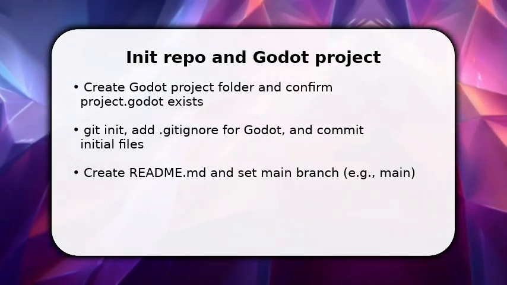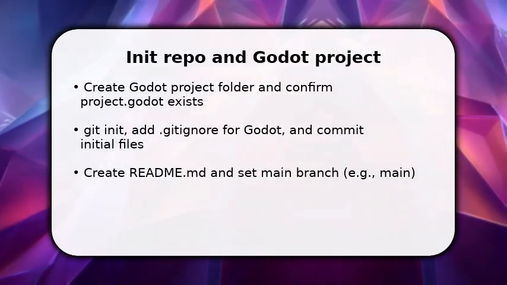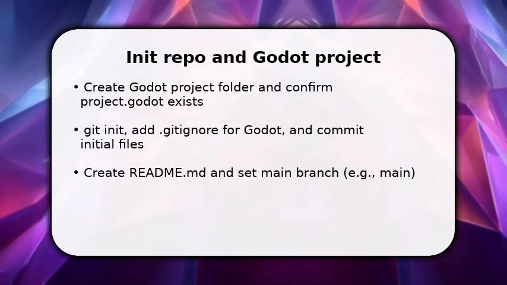Once done, create a README.md that explains the game and set your main branch name with git branch -M main. Make sure to push when you add a remote next.